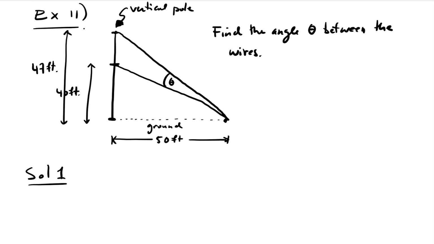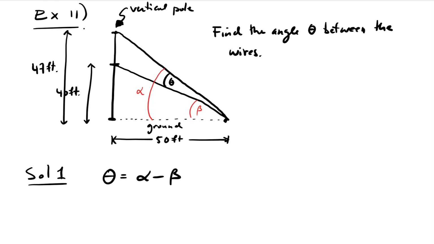Now, there are other angles we can label here. Maybe this one, beta, the angle between the ground and the first wire and the ground with the second wire. Maybe this is alpha. Okay. And clearly here, theta is going to be alpha minus beta. So if I find alpha and beta, I'm good.